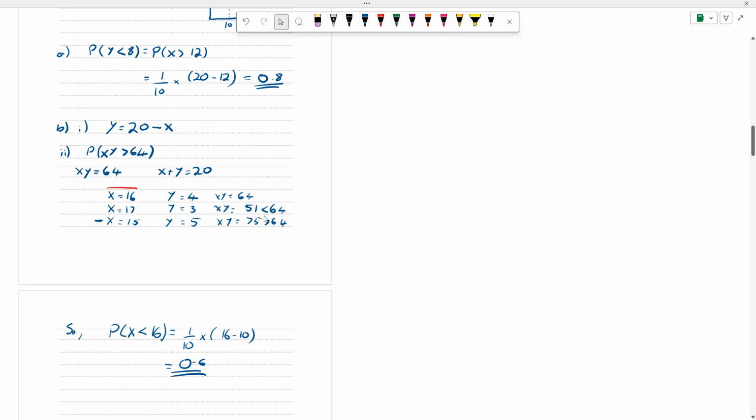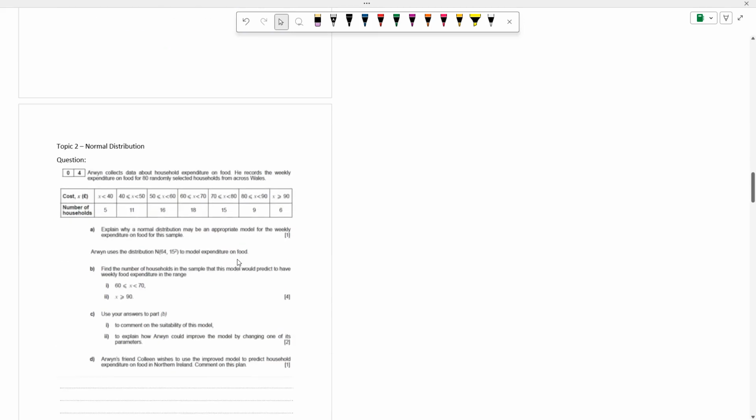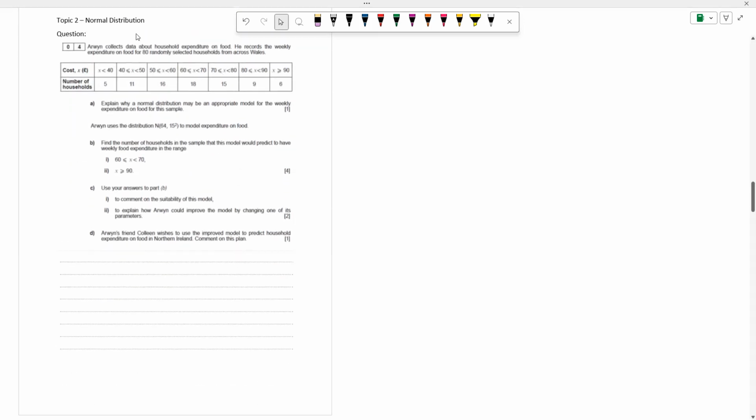Okay, number 2, we've got a normal distribution question. Obviously you can see this is from one of the previous papers that have come up. Let's read all the information. So we've got Arwen collects data about household expenditure on food. He records the weekly expenditure for 80 randomly selected households across Wales. So we've got less than 40, 40 to 50, and so on, and then the number of households for each one. Part A says explain why a normal distribution may be an appropriate model for the weekly expenditures.